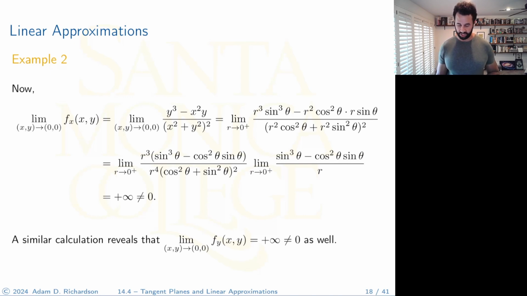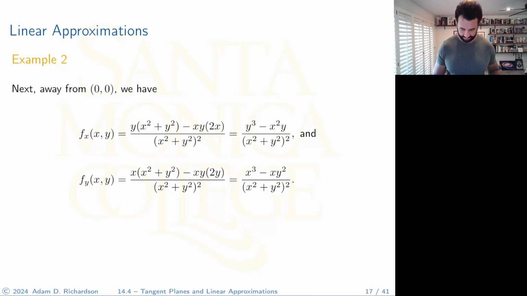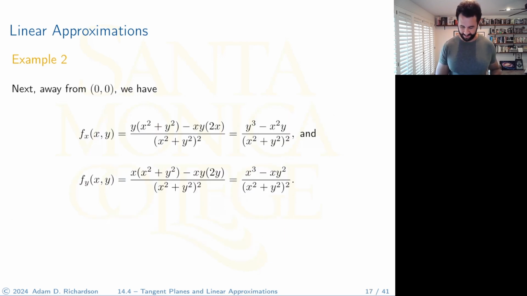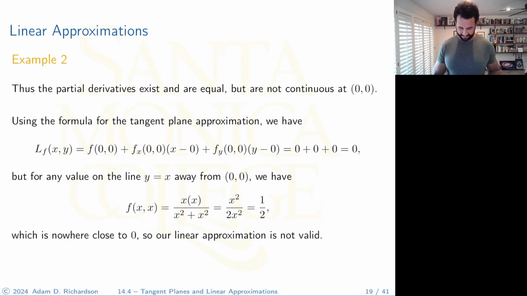Do a similar computation, and you'll find that this partial derivative goes to infinity as you approach (0, 0). So that means that the partial derivatives are not continuous. They're not continuous there, but they exist and they're equal. What's going on? Now check this out. The partial derivatives exist, they're equal, but they're not continuous.